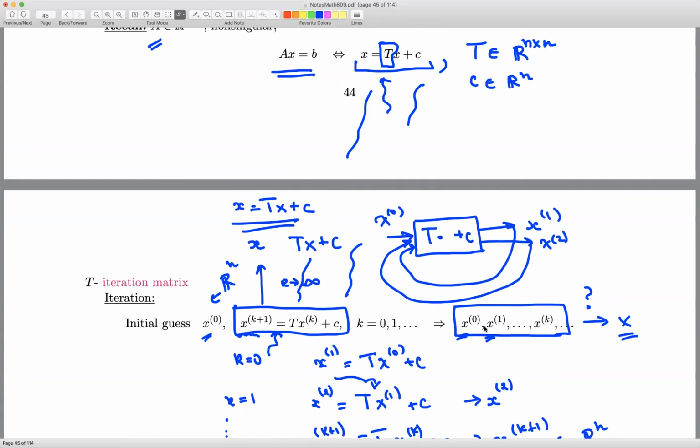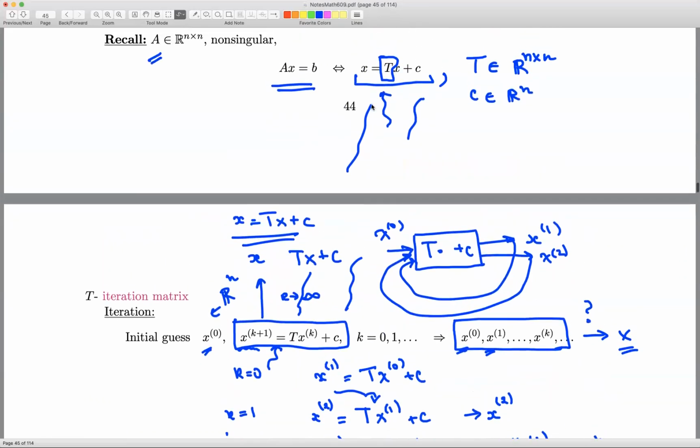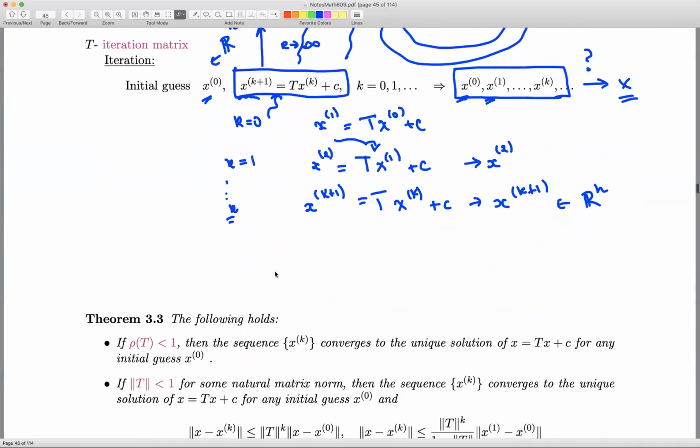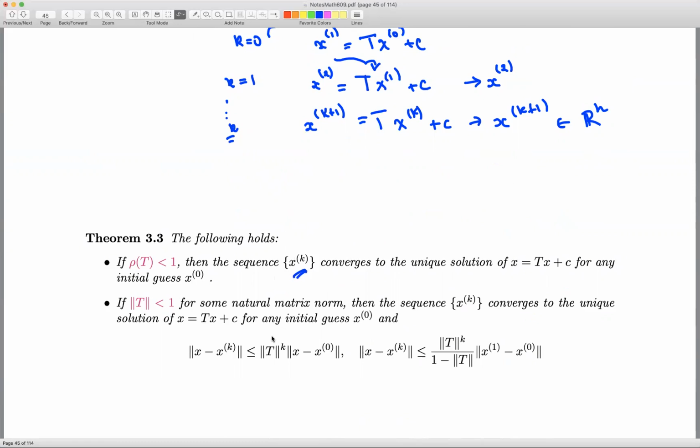So if the sequence of vectors x0, x1, and so on, x_k generated by this iterative procedure converges, then it will converge to the point x which satisfies this system, and this vector x is in fact the solution of our original system. Now, last time we discussed two main theorems which will guarantee that the sequence generated by the iterative procedure will converge.